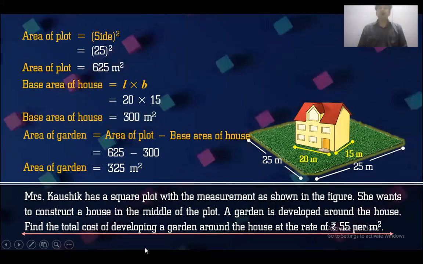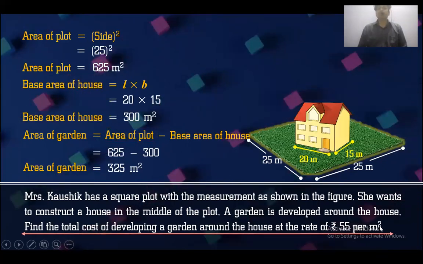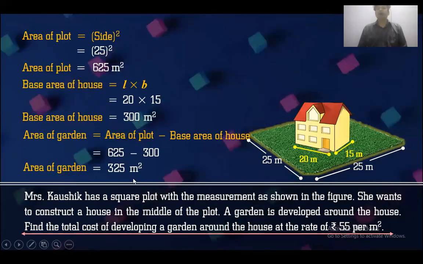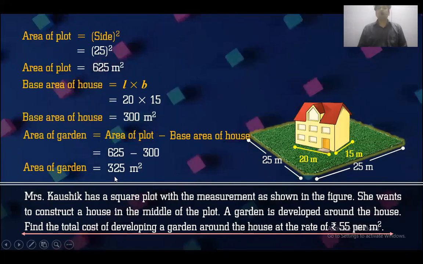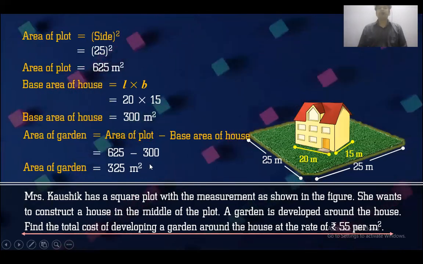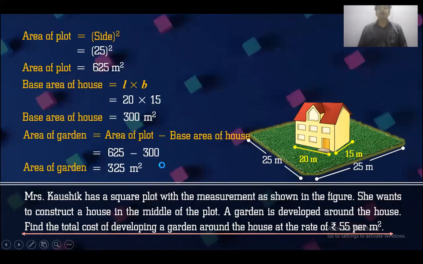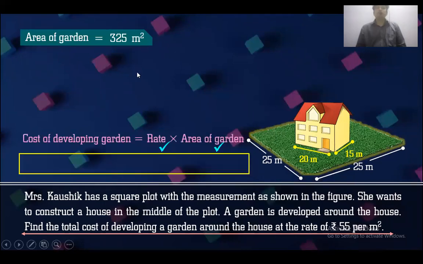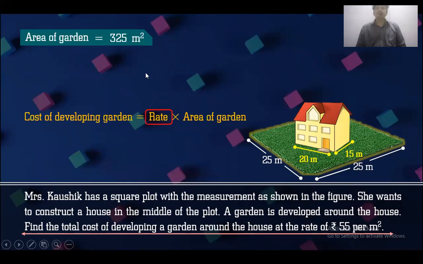But you are not just asked to find the area of garden, we are asked to find the cost of developing a garden at the rate of 55 per meter square. That means for developing 1 meter square of garden, the cost is rupees 55. So how much total cost is required to develop the garden of 325 meters square? Obviously, for finding the cost, we will multiply the rate per meter square by the area of garden, and the area of garden we just now found as 325. So the cost of developing a garden becomes the rate, which is 55, times the area of garden, 325.